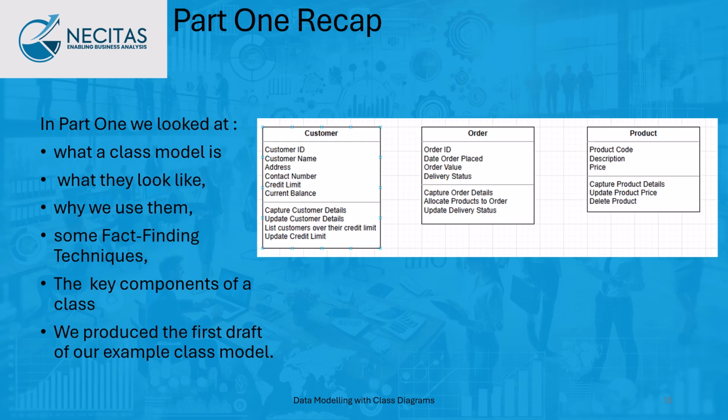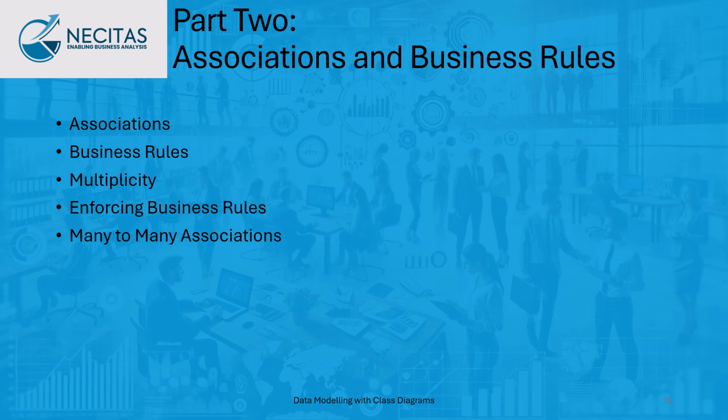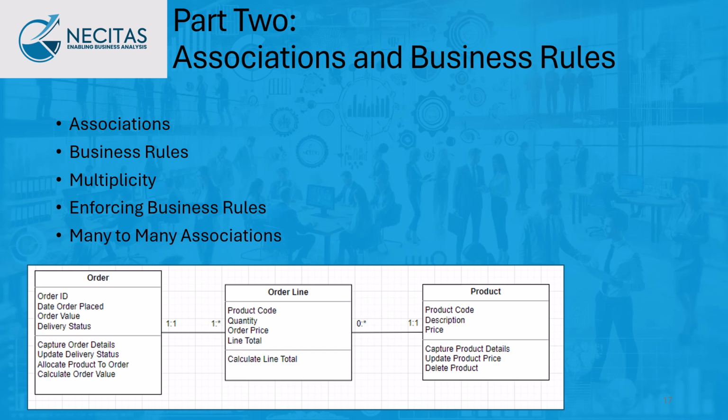In part 1, we looked at what a class model is, what they look like, why we use them. We looked at some fact-finding techniques, the key components of a class, and we produced the first draft of our example class model, which you can see on the screen. In part 2, we're going to consider associations and business rules. In our discussion of business rules, we'll look at multiplicity, including what are known as many-to-many associations. We will also consider the importance of enforcing business rules. We will develop our example class model further to make it look like this one.